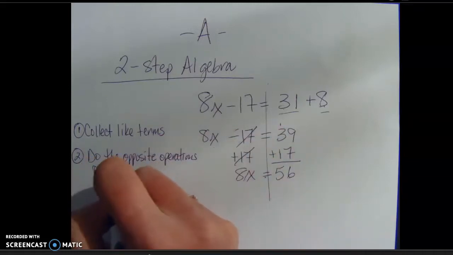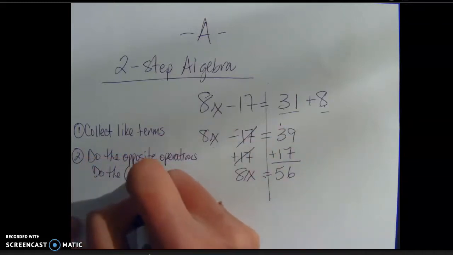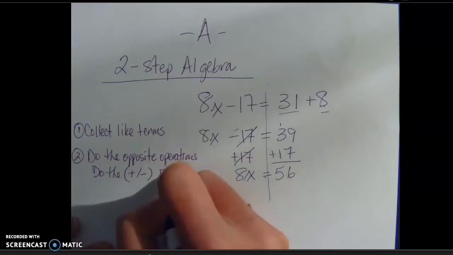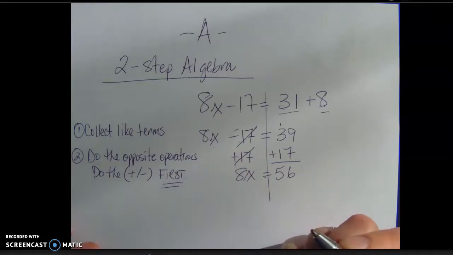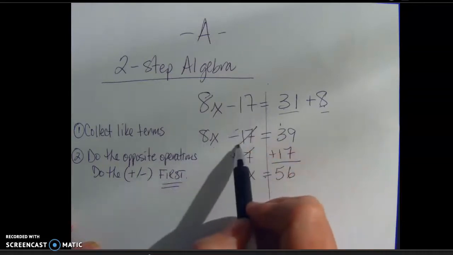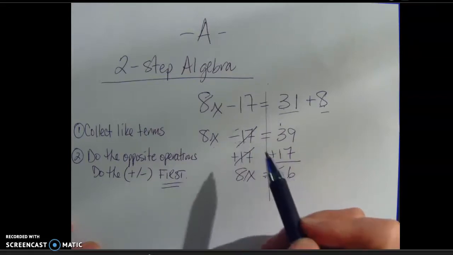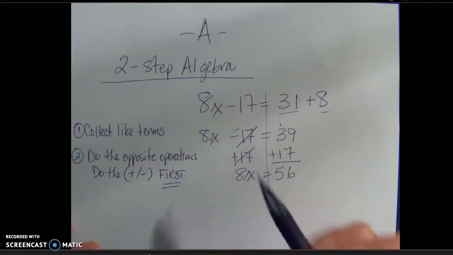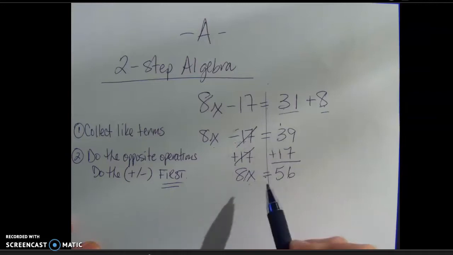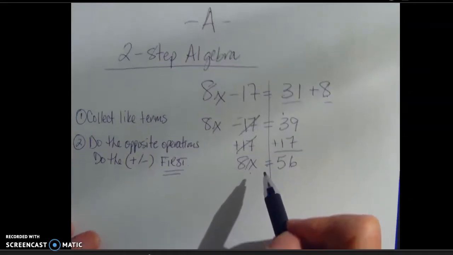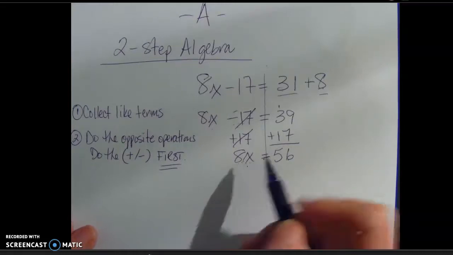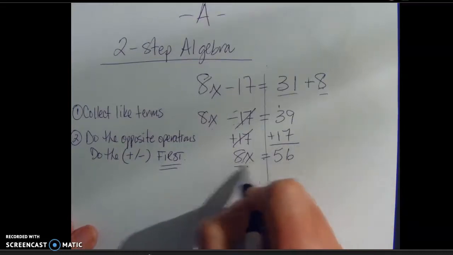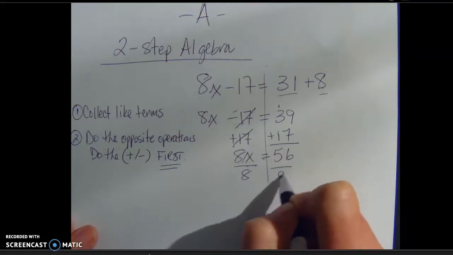And do the adding and subtracting first. So we did the adding, the subtracting here, in this case it's minus 17. So instead of minus 17, we're going to move this one first. So we haven't moved the 8 and the x over here yet. We know that 8x means 8 times x. So let's divide both sides by 8 to get x all by itself.